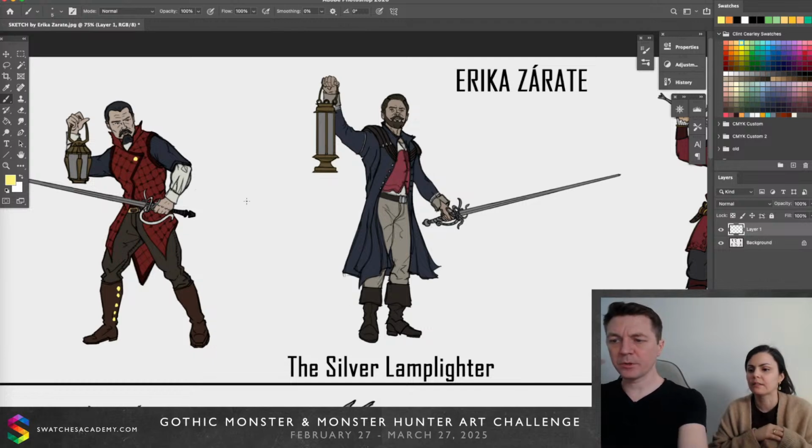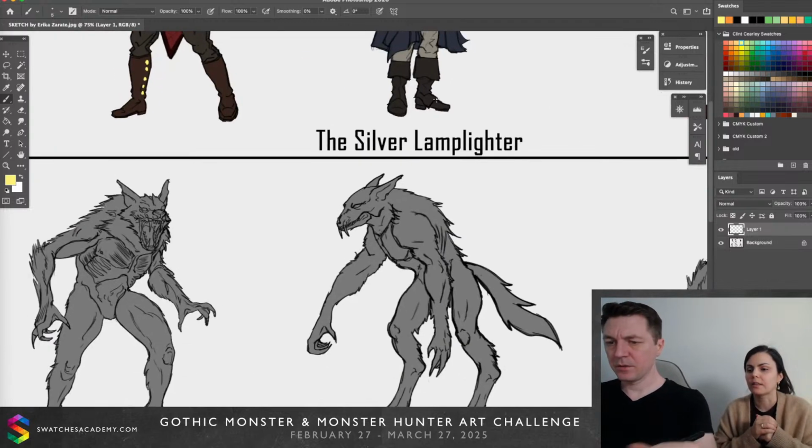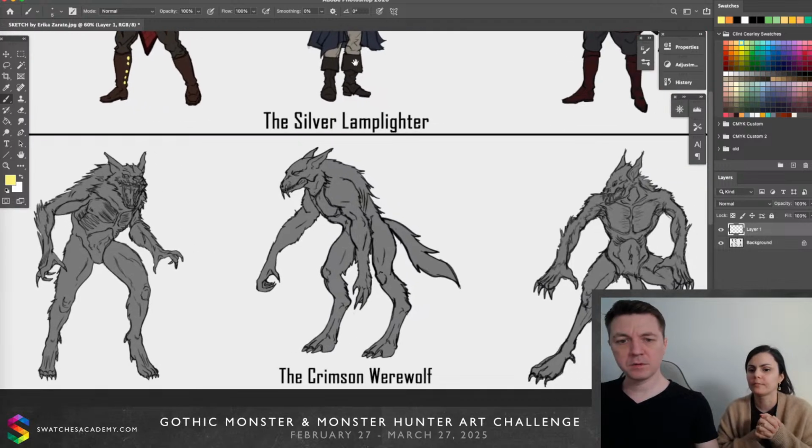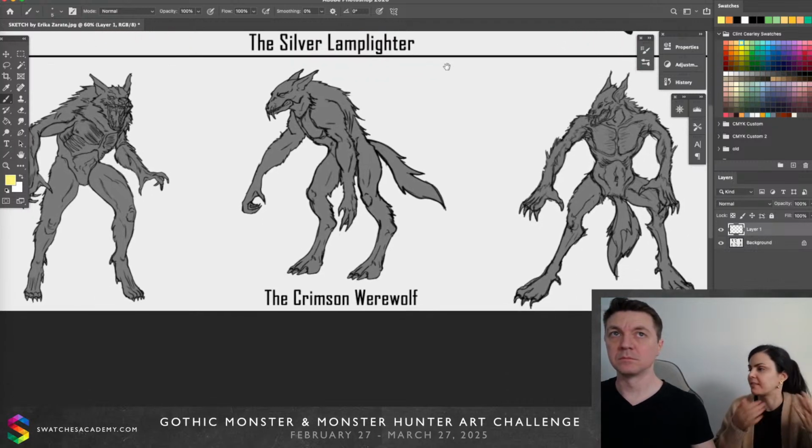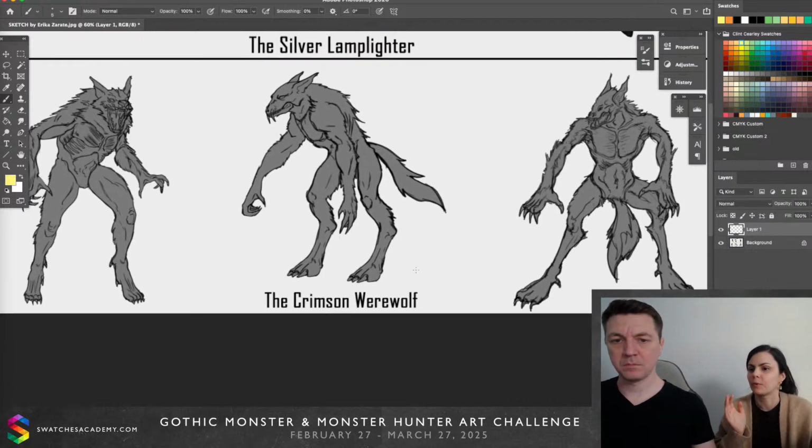Okay, I would go with the pose of one of those. Let's look at the werewolf. I think these are good designs. This is what I would consider a satisfying classic werewolf. This is what you expect.